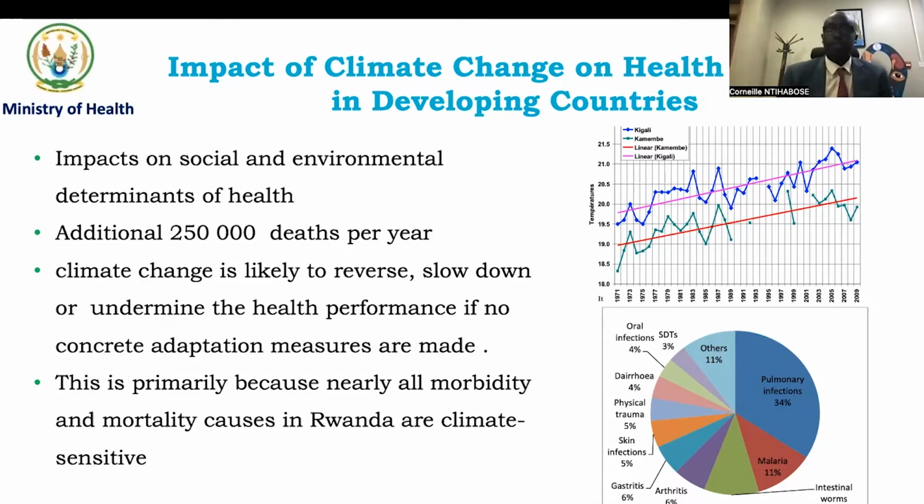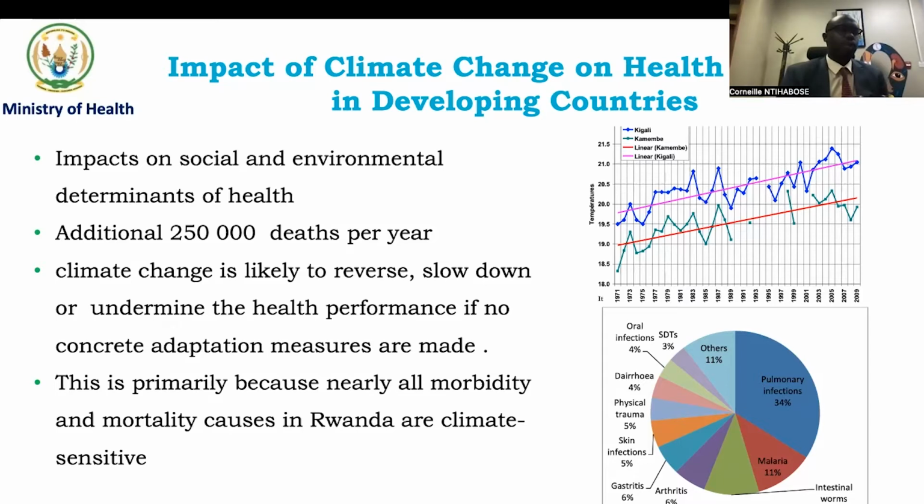In Rwanda, we have achieved a lot in maternal mortality reduction, child mortality reduction, improving fertility data, improving also the data on family planning, the coverage of community-based health insurances, and service utilization. But if we do nothing to reverse these climate change impacts, climate change will continue to have impacts on those achievements and that performance. Therefore, we must do everything. This is primarily because nearly all morbidity and mortality causes in Rwanda are climate sensitive.